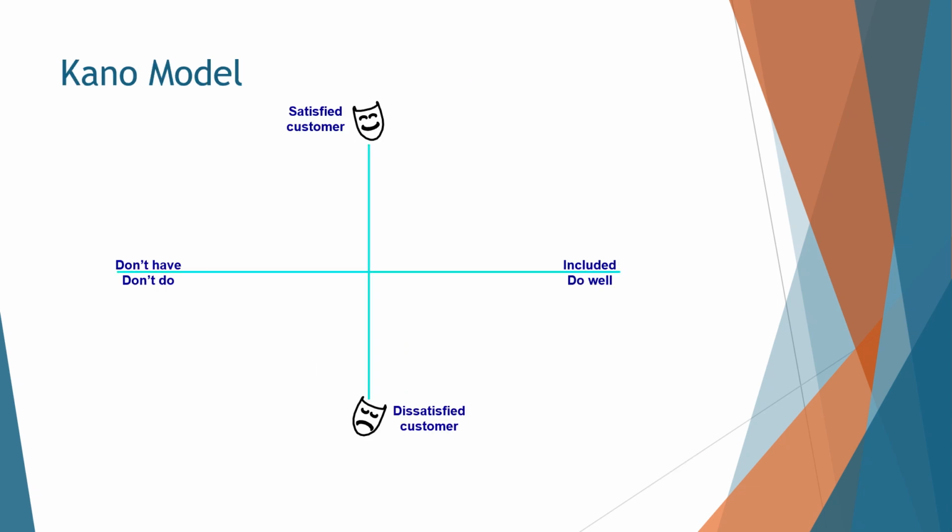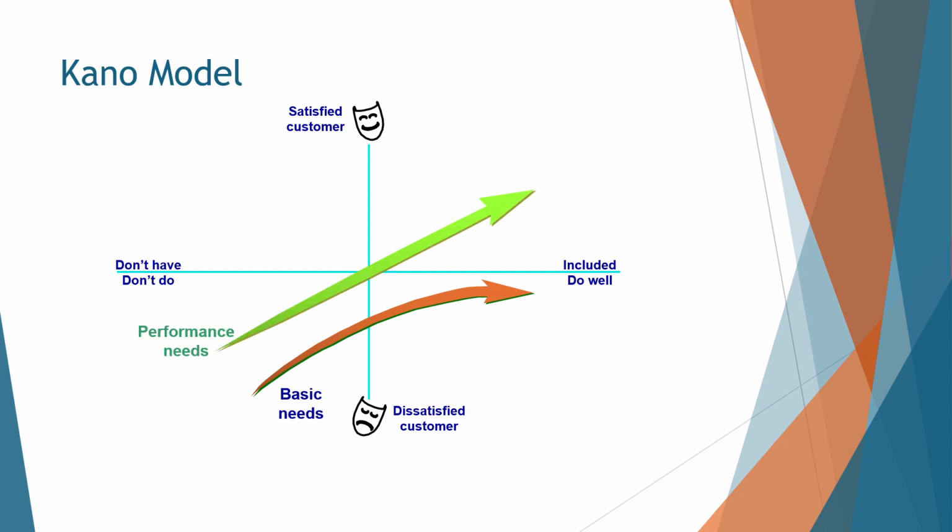Now we're looking at the Kano model. Do we want a satisfied customer or a dissatisfied customer? And then don't have, don't do. And what are we going to include in the product, service, or app? And what are we going to do well? Basic needs. Performance needs. Satisfied customer included, do well. And then excitement needs. Don't have, satisfied customer.